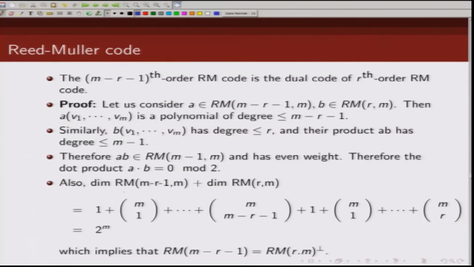Next, we check the dimension of the m minus r minus 1th order Reed-Muller code and the rth order Reed-Muller code, and we see that the sum of their dimensions is 2 raised to power m, which is the length of the code word. So, this does prove then that the m minus r minus 1th order Reed-Muller code, let us just write an m here, is dual to the rth order Reed-Muller code.